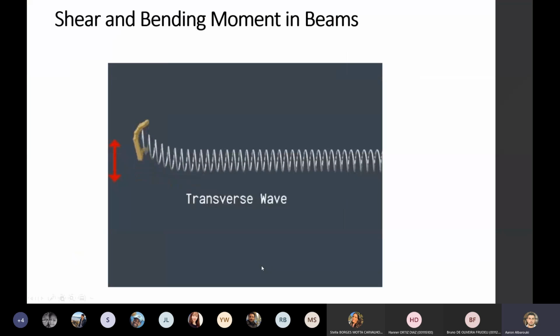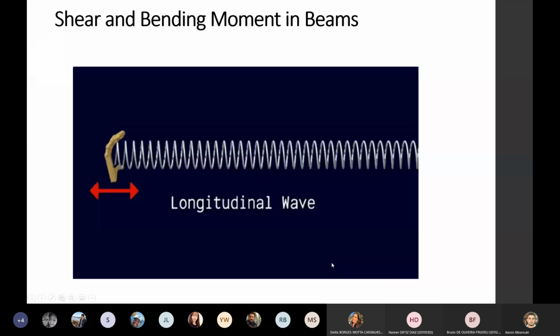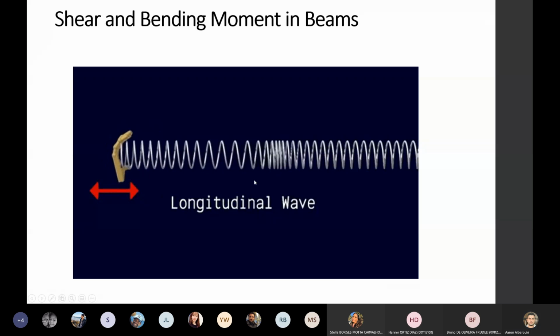This type of wave, perpendicular to the beam. The axial forces are the forces that will be within the beam, in that direction.